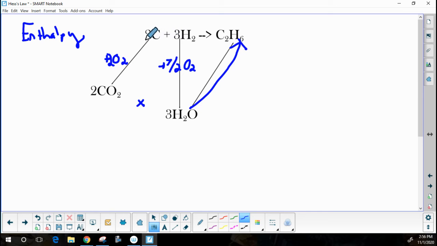So the cycle goes from here to here, from here to here. Those two things have to happen first in order to go here to here. So that is what we call an enthalpy diagram. We'll do more examples of those a little bit later on. All right, so you're going to see a couple of practice problems that go along with this, with Hess's law, and we'll talk to you soon.